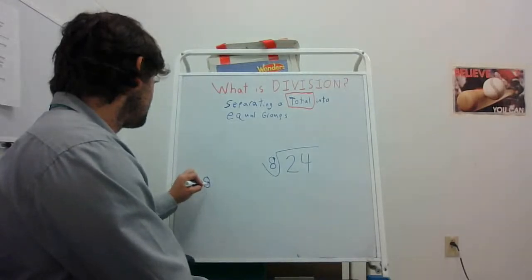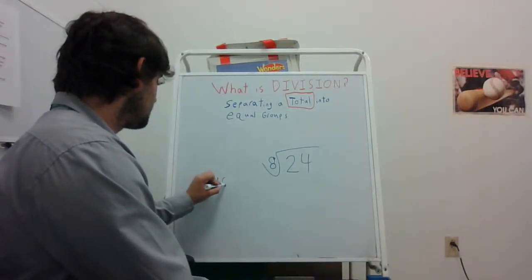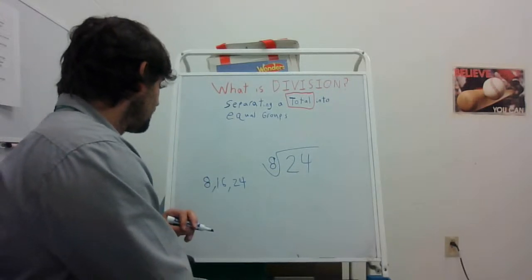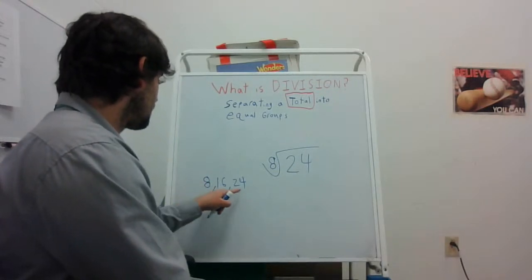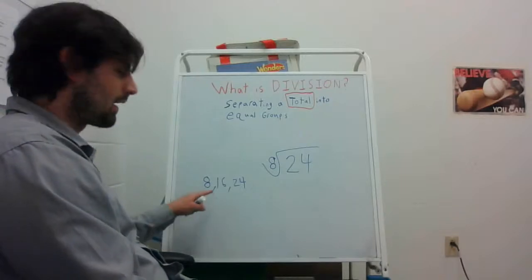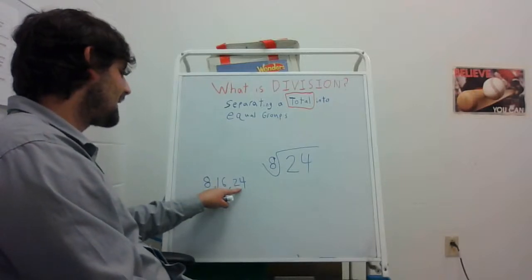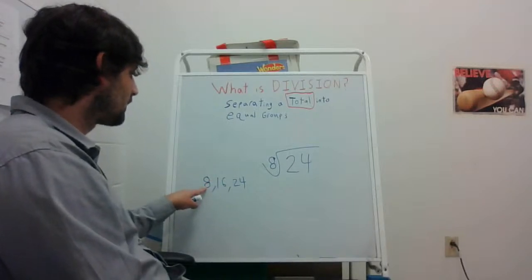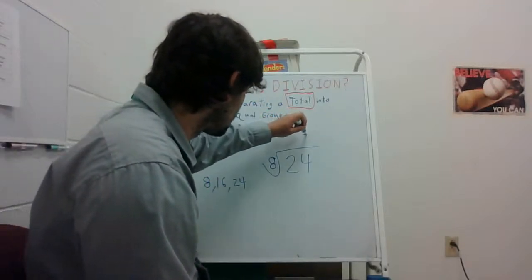So 8, 16, 24. 8, 16, 24. Now, if you look at how many numbers I have here, 1, 2, 3. I had to count by 8s 3 times to get to the number 24. So 24 divided by 8 equals 3.